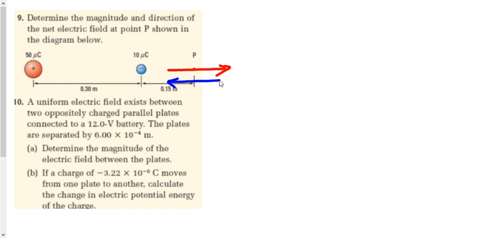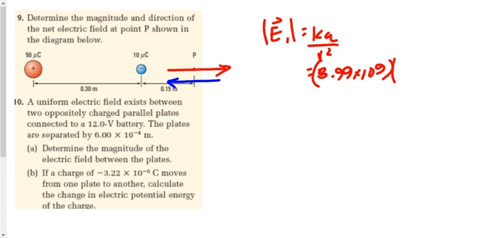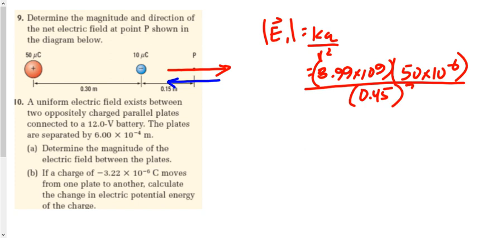We're going to say E1 is equal to KQ over R squared. Q is 50 times 10 to the minus 6 coulombs, divided by, what distance are we going to use there? 0.45, right. We don't want to go 0.3 here. We don't want to go 0.15. We need the total distance from that charge to the point, which is 0.45. And then, of course, we've got to remember to square that.